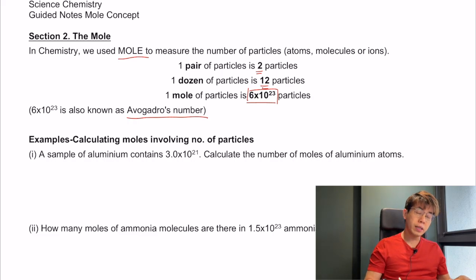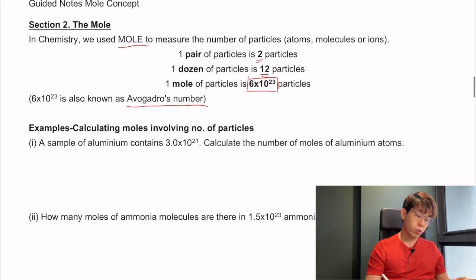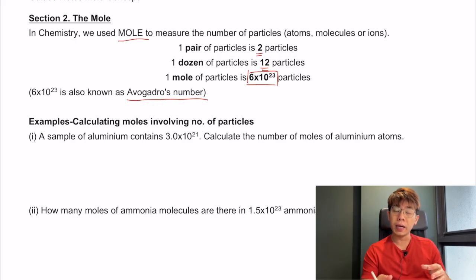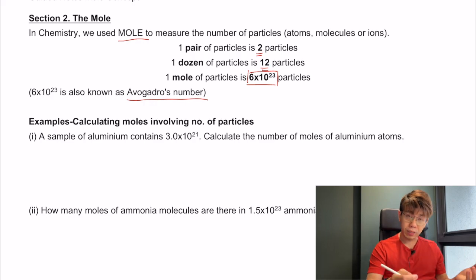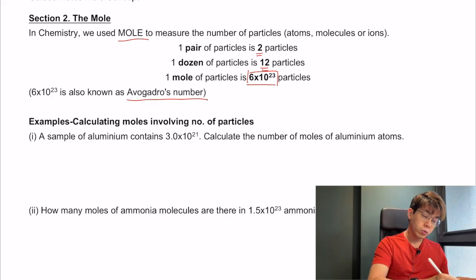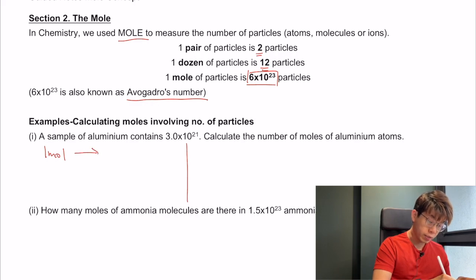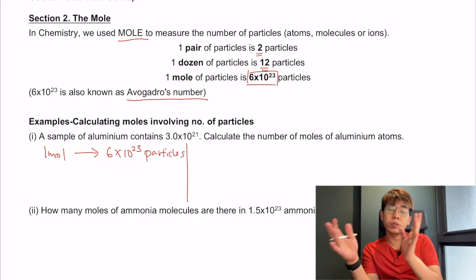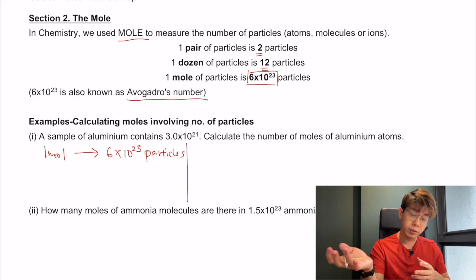So let's try to answer a question. A sample of aluminum contains 3 times 10 to the power of 21 particles. How many moles is that? Let's use ratio. As usual, divide the page into half. 1 mole of aluminum is equivalent to 6 times 10 to the power of 23 particles, right?